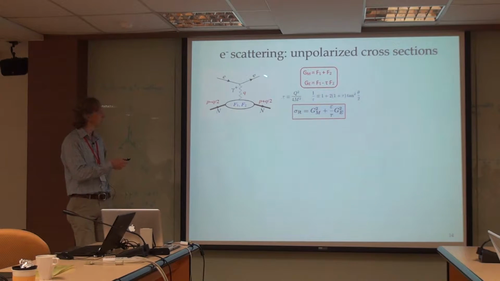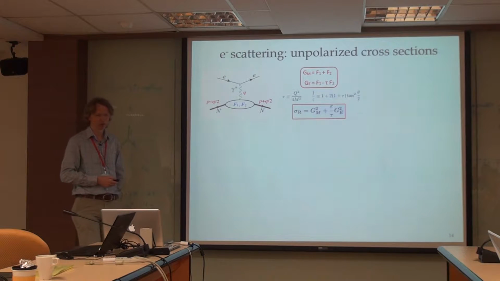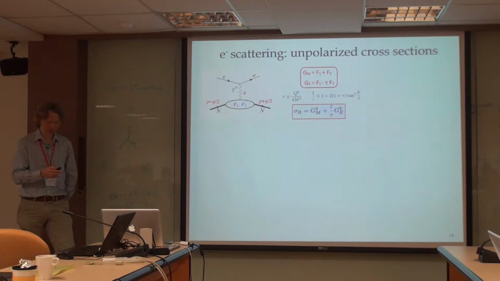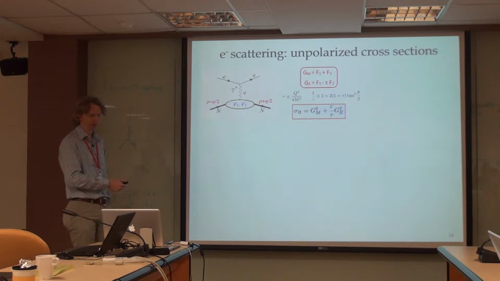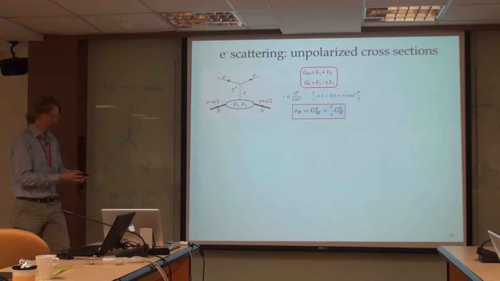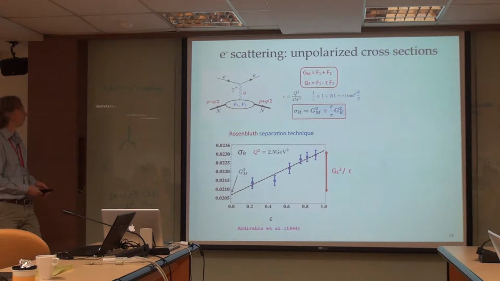And then the cross-section for this process, up to a flux factor which one can calculate, is proportional to the square of the magnetic form factor plus the square of the electric form factor, with a prefactor which is dependent on this epsilon divided by this Q²/4m². So it's a simple formula which allows one to separate the electric and magnetic form factors. And this separation is shown here.